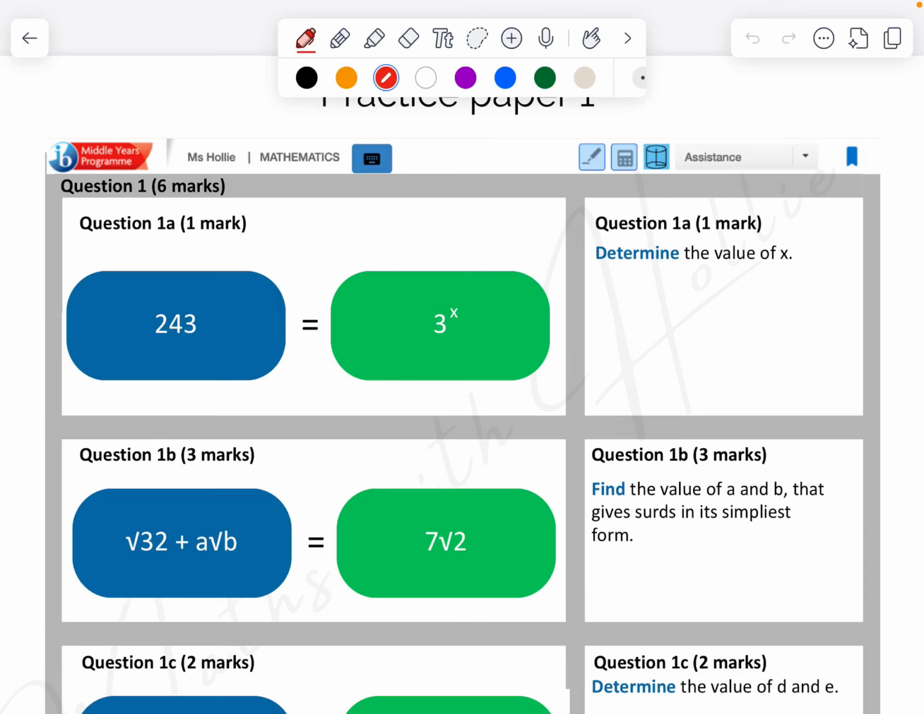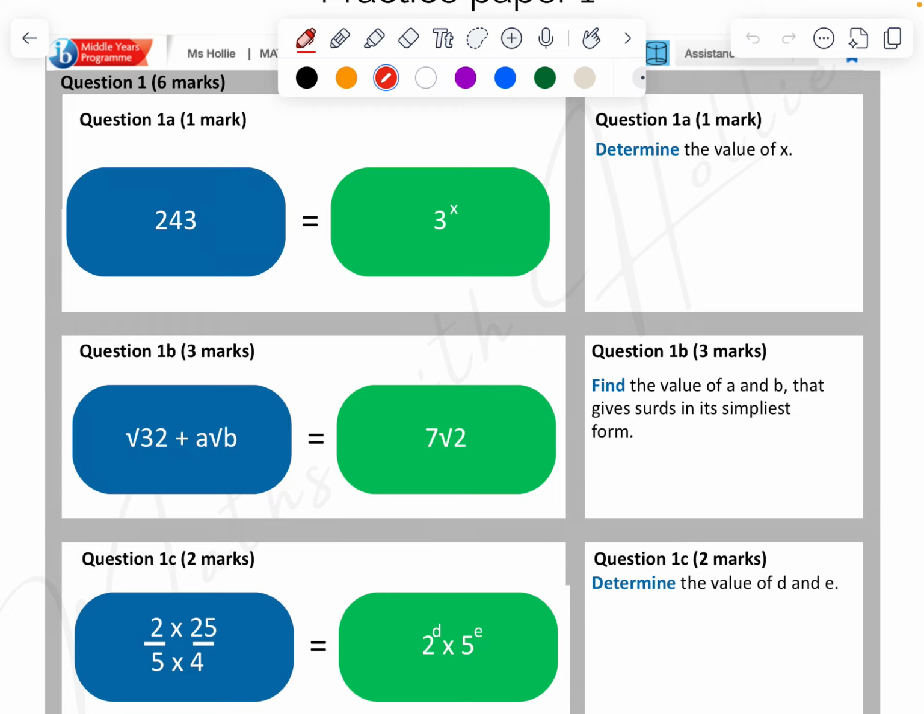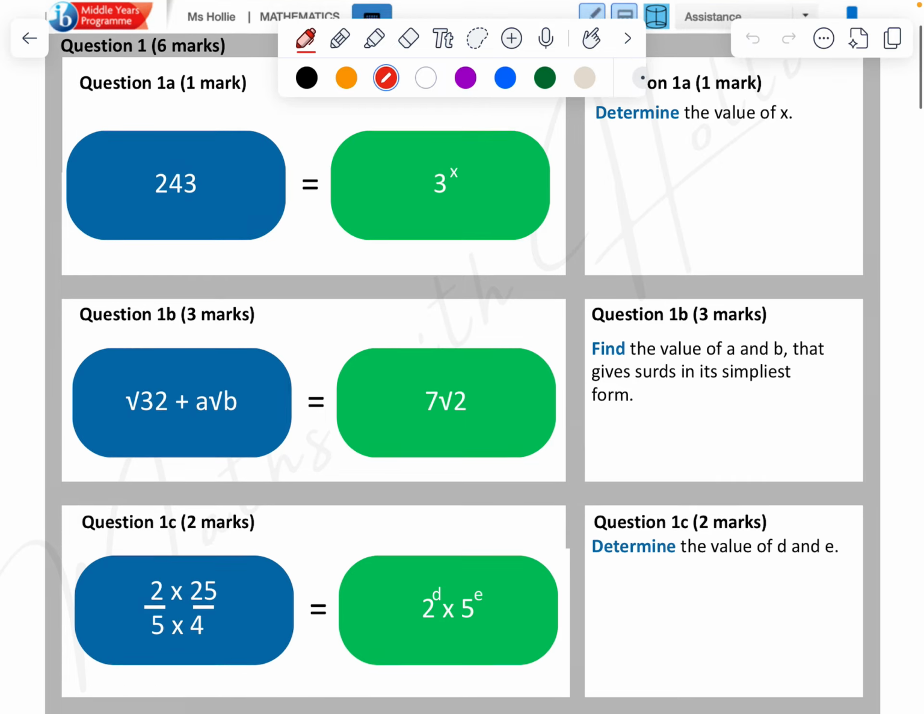Hi, these are the answers for the tasks that I've set on assessprep, either for Friday the 6th or just for over the spring break. So yeah, these are just exam style questions. You can have a little look at them, see how you got on. So let's go.